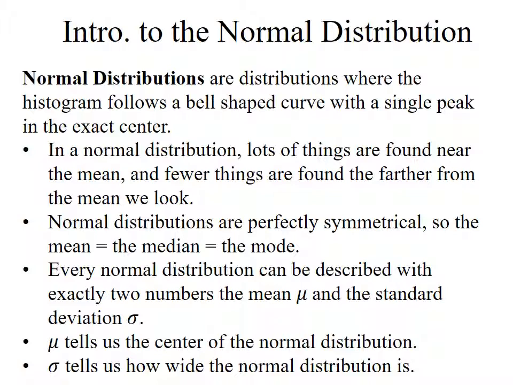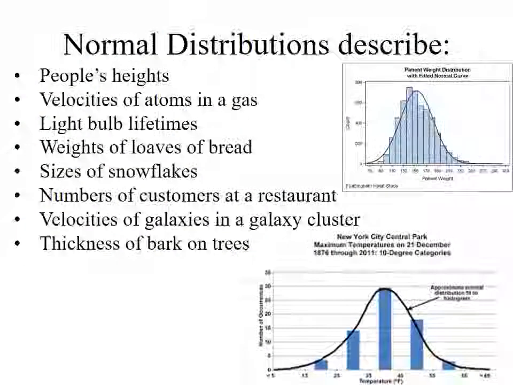So mu, the mean, tells me where the center, the middle, the peak of the normal distribution is. Sigma, on the other hand, the standard deviation, tells me how wide the normal distribution is. A large value of sigma tells me, for instance, in this case, the heights would be very widely distributed. A small value tells me the heights are all closely bunched up right around the middle value.